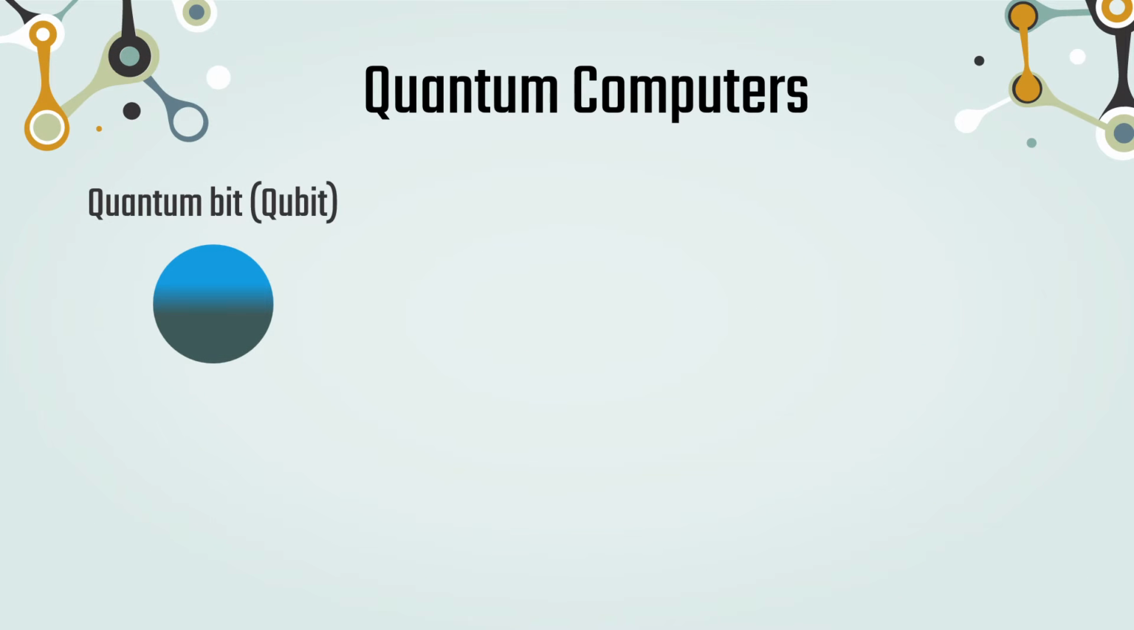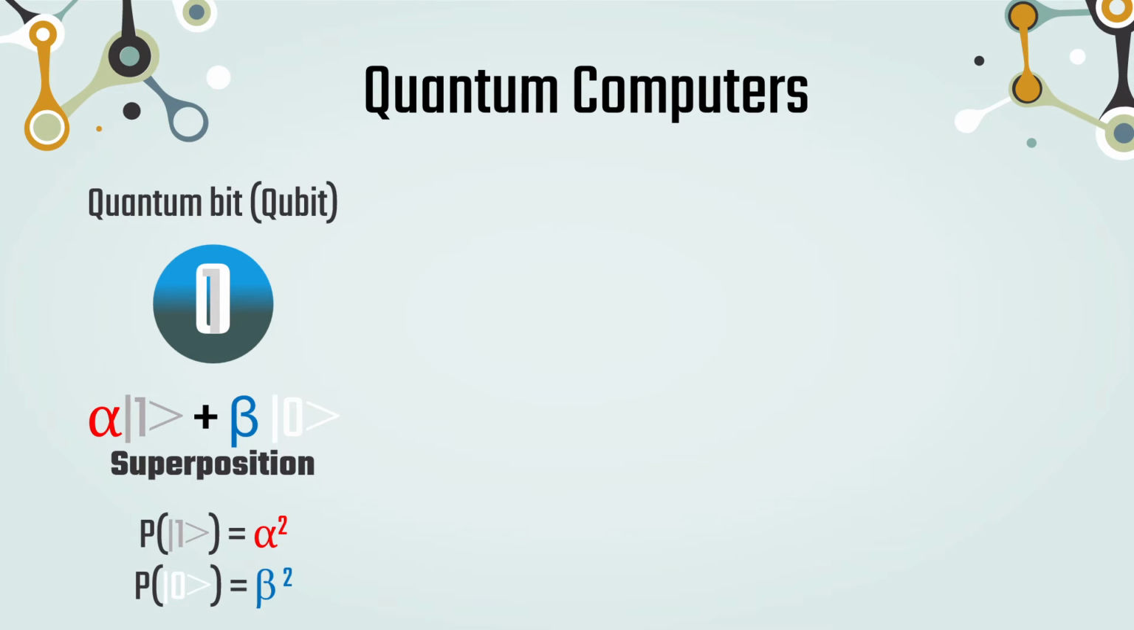Quantum computers use quantum bits, or so-called qubits, to store information. Different from a classical bit, a qubit can be both 0 and 1 at the same time, which is called superposition. We will not know whether the bit is 1 or 0 until we observe it. We only know the probability of each state, denoted by the amplitude squared.